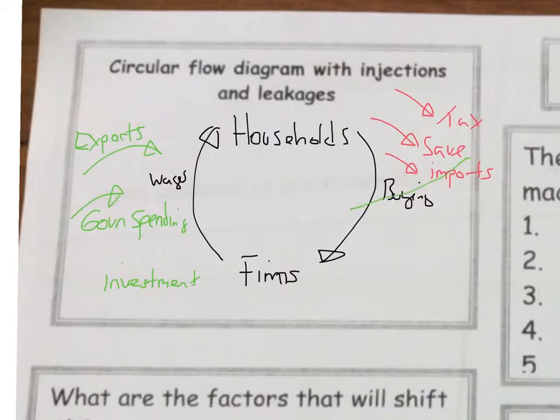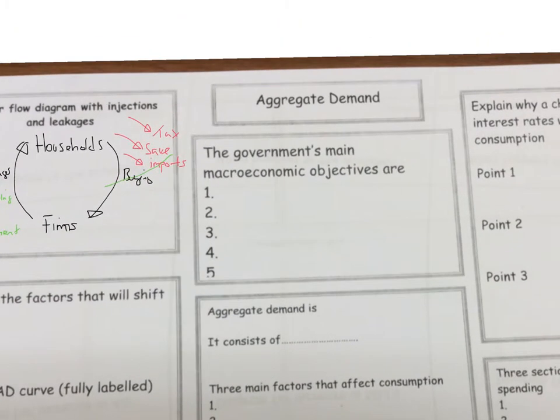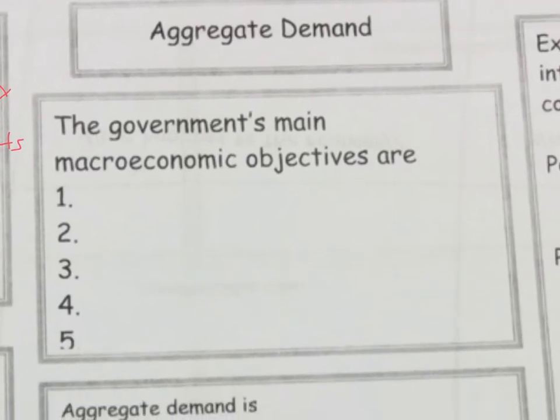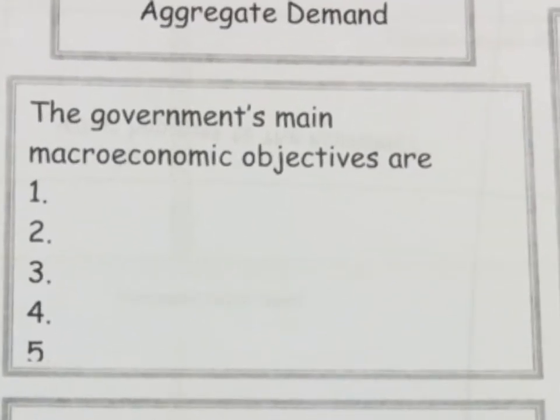Okay, let's go on from that. The next bit is government main macroeconomic objectives. Right, the thing is, whenever they ask this in the exam, loads of people don't get it. I don't understand why you don't get it, because you know this, it is just TIGER.